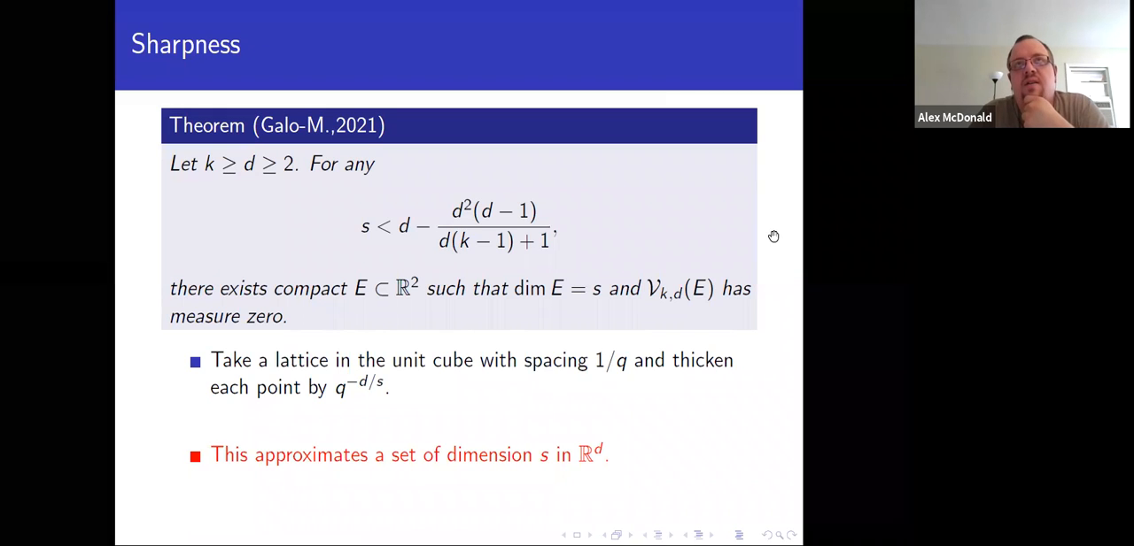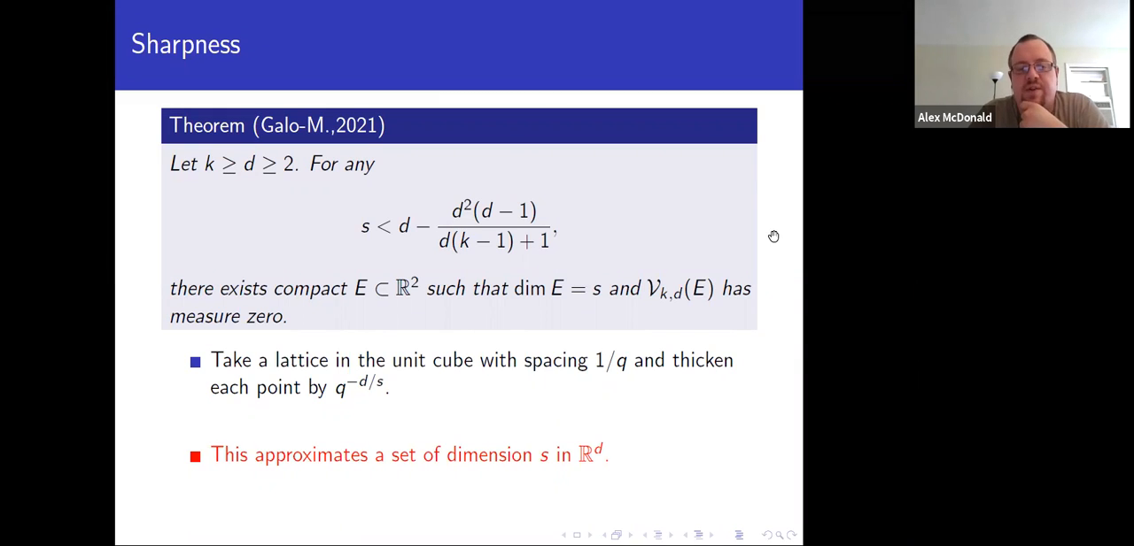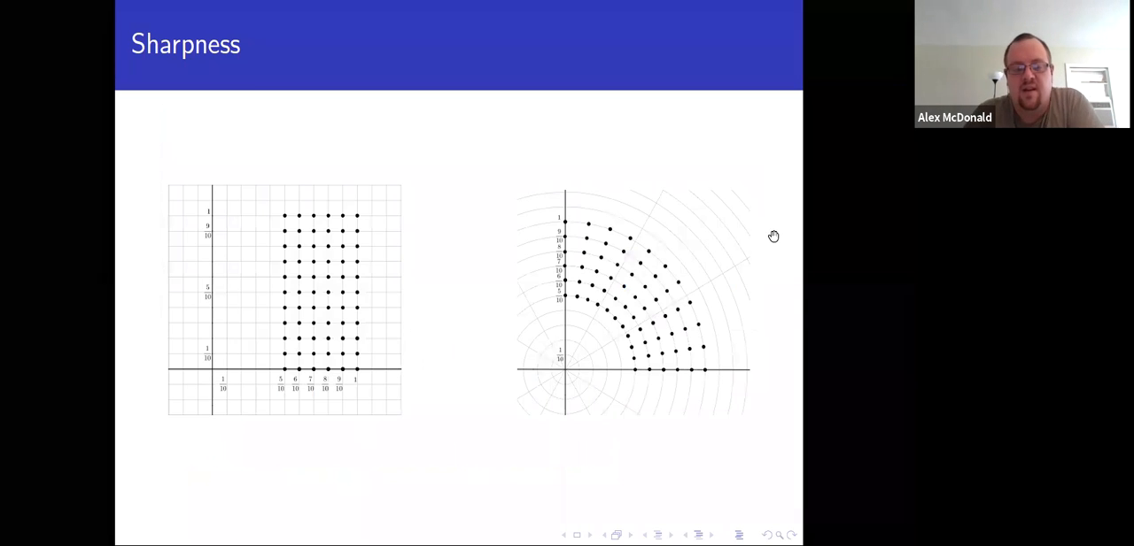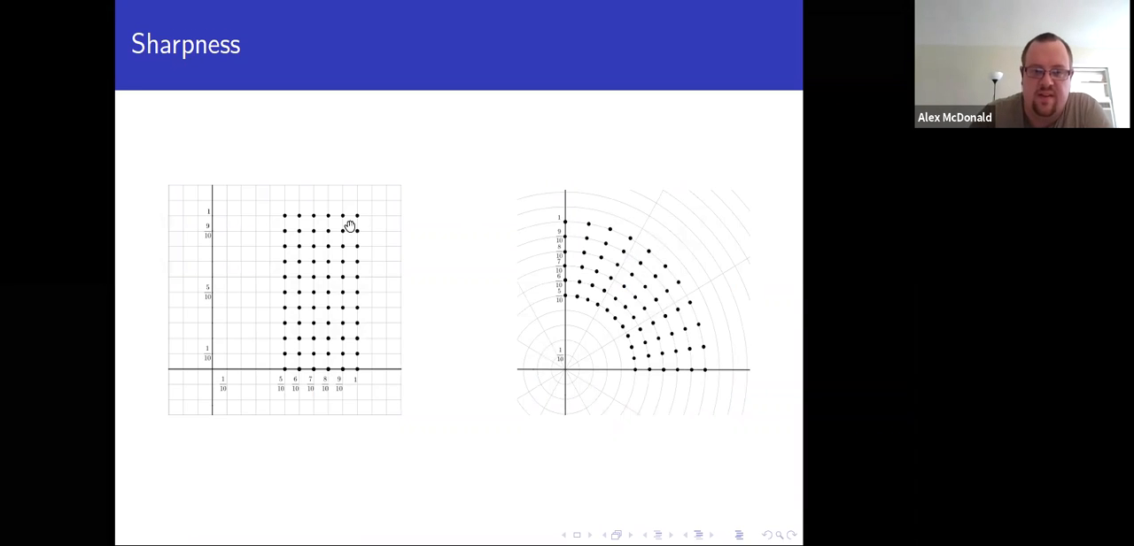So for large Q, you can think of this as an approximate version of a dimension S set. And to exploit the rotational symmetry that volume has, we map the square lattice to a spherical lattice. So graphically, this is all we're doing. This is our classic example of an approximate S-dimensional set.